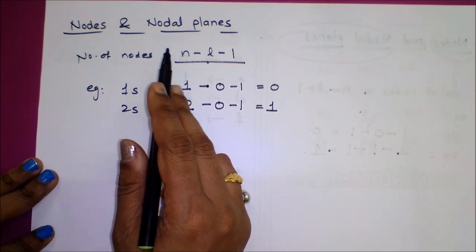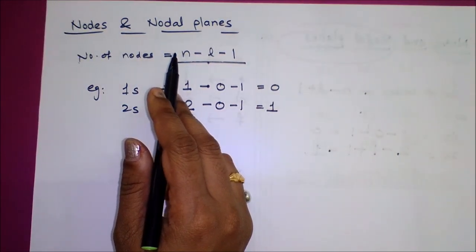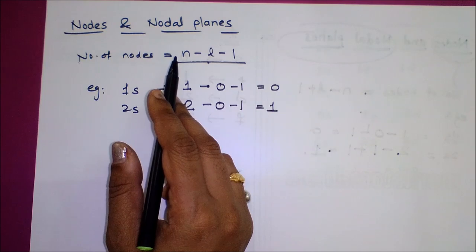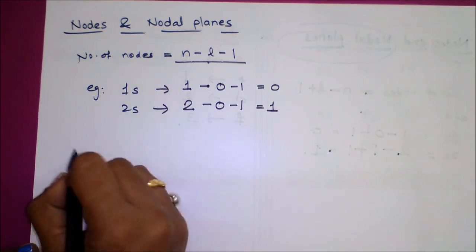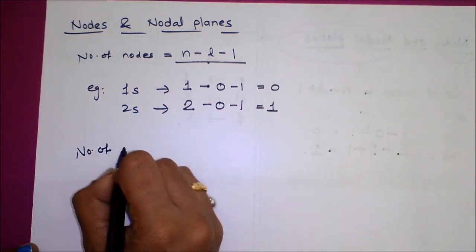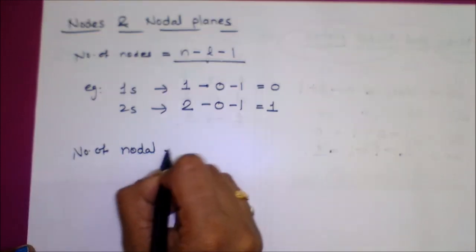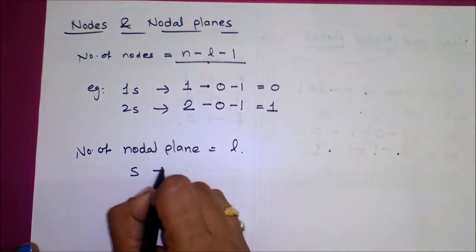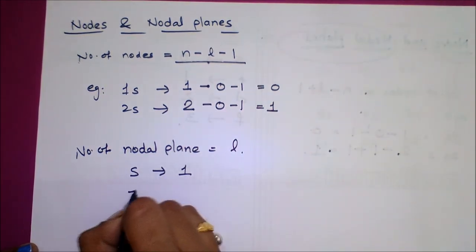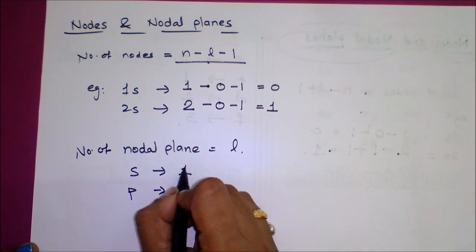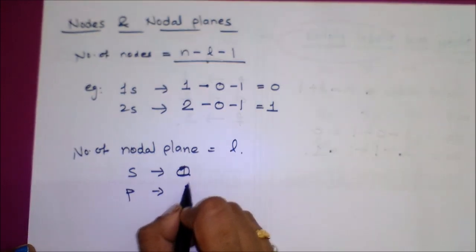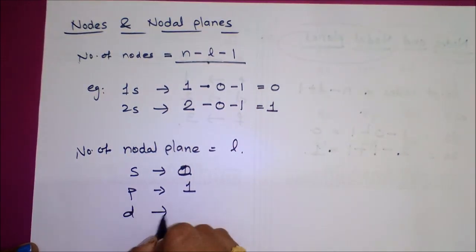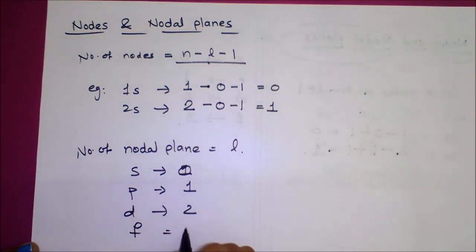In case of nodal planes, these are again the planes where the probability of finding the electron will be 0. To find the number of nodal planes, the formula is equal to L. So for s orbital, nodal planes will be 0, for p it will be 1, d will be 2, and f will be equal to 3.